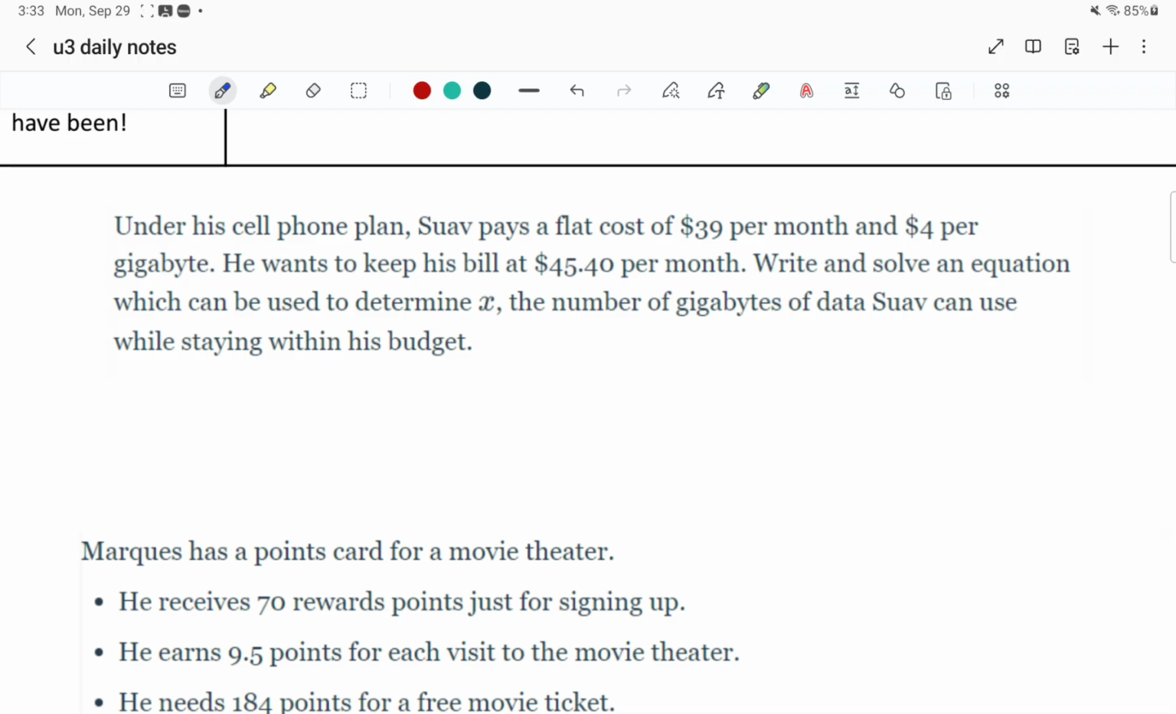So my total is $45.40. I know that because, for one, it's the biggest number, and for two, it's what I want my overall bill to be. Based on how this was written, I know that that's what I want my bill to be. That's my goal, so I'm gonna make that my total.